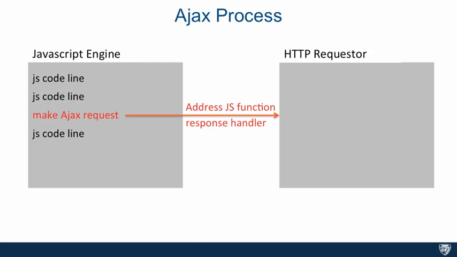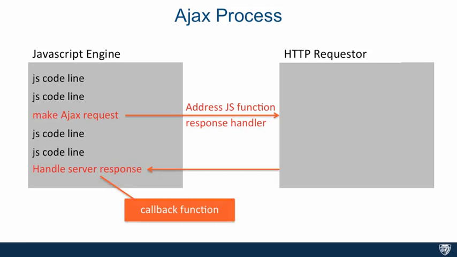However, meanwhile, we continue on our merry way, and the JavaScript engine keeps executing one line at a time. At a certain point, it's executed all the code it can, and its execution stack is empty. If at that point the HTTP requester is done and has received its response from our server, it may at that point use that address of that JavaScript function that we gave it to start with and reach back out to the JavaScript engine and execute the handling of the response. And that's the callback function. That's the function that's going to handle the server response. So that's the basic Ajax process. And that's really enough of the theory. In part 2 of this lecture, we're going to jump into the code editor and see this in action.